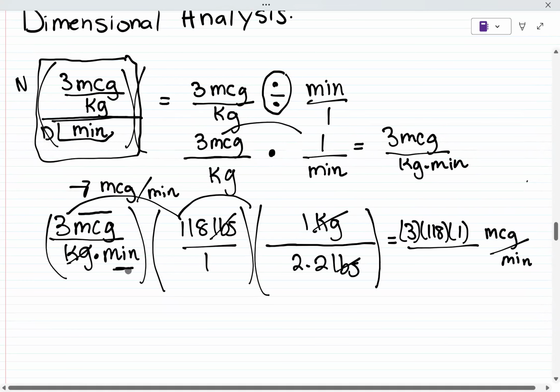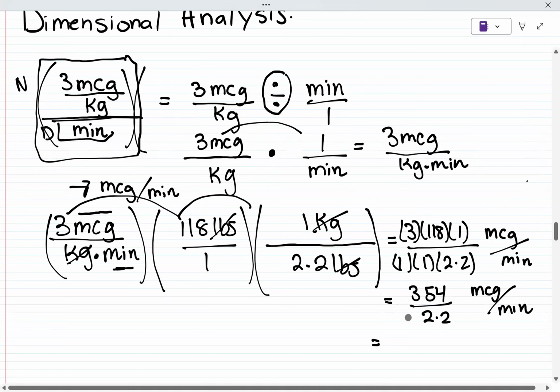And then the bottom is a 1, a 1, and a 2.2. If you put it all together, what's 3 times 118 times 1? That's exactly 354. And then what's 1 times 1 times 2.2? 2.2. And then you have mcg per minute. There you go.